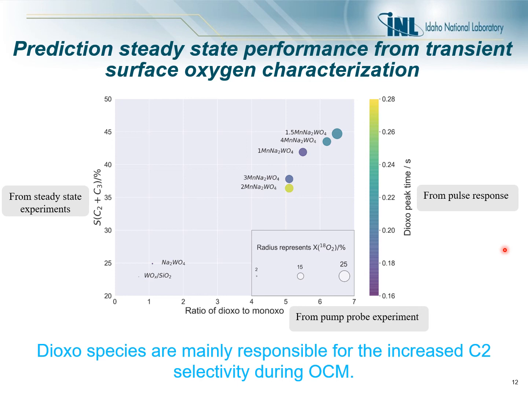There is an optimal dioxo characteristic desorption time for the optimal C2C3 selectivity. It's along between 0.22 second and 0.24 second. Therefore, we can see that the dioxo species are mainly responsible for the increased C2 selectivity during the OCM.